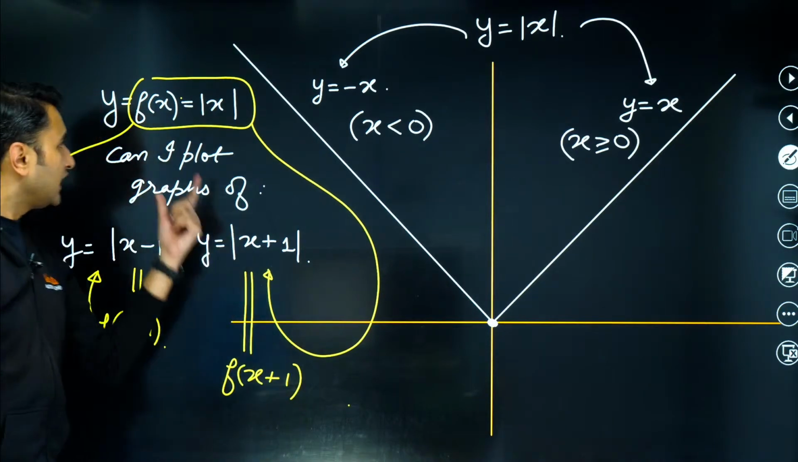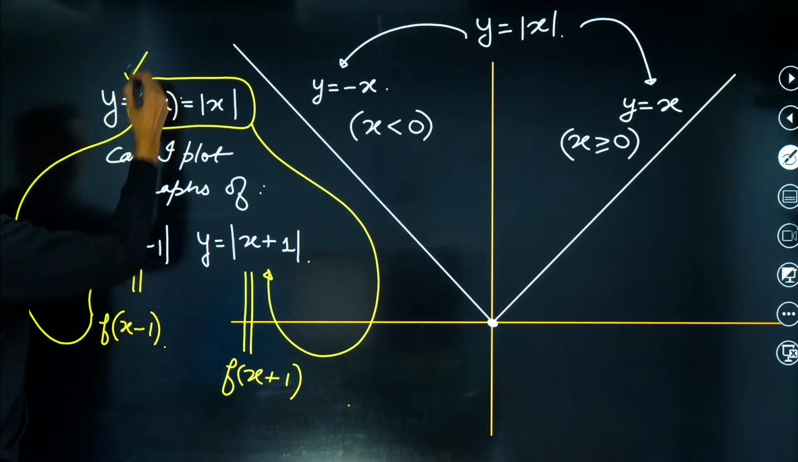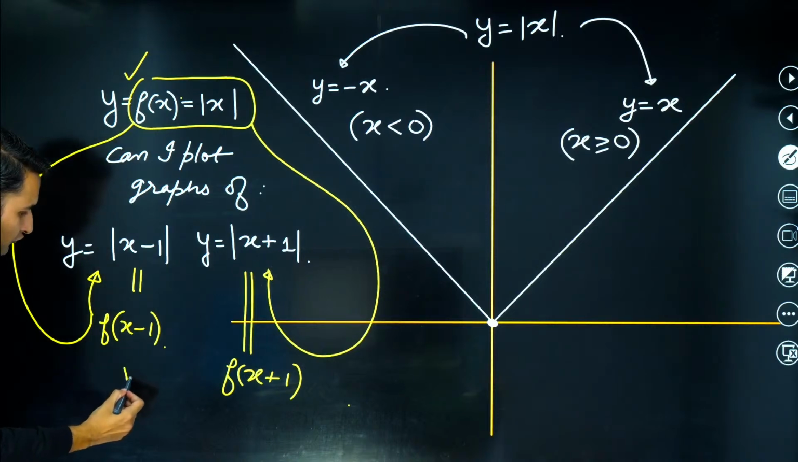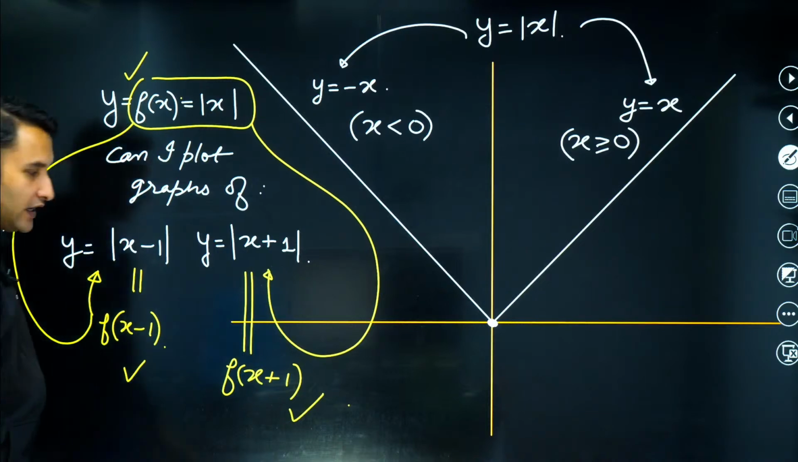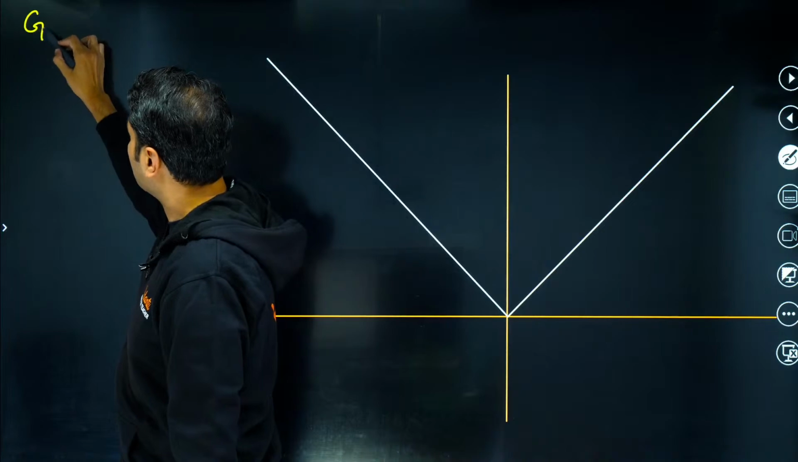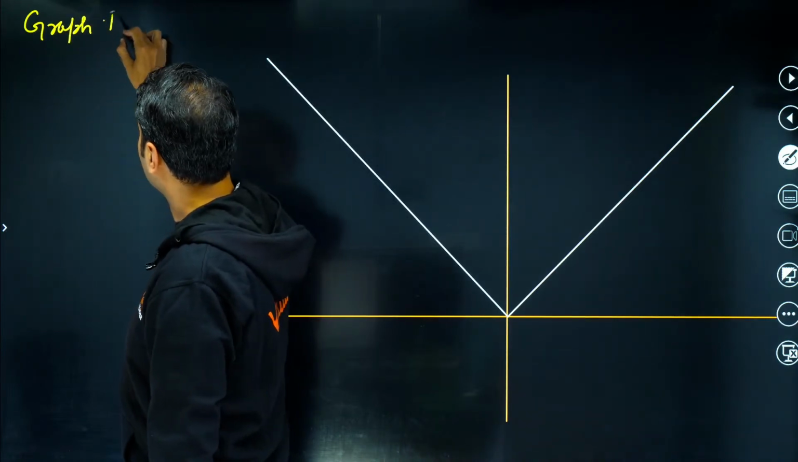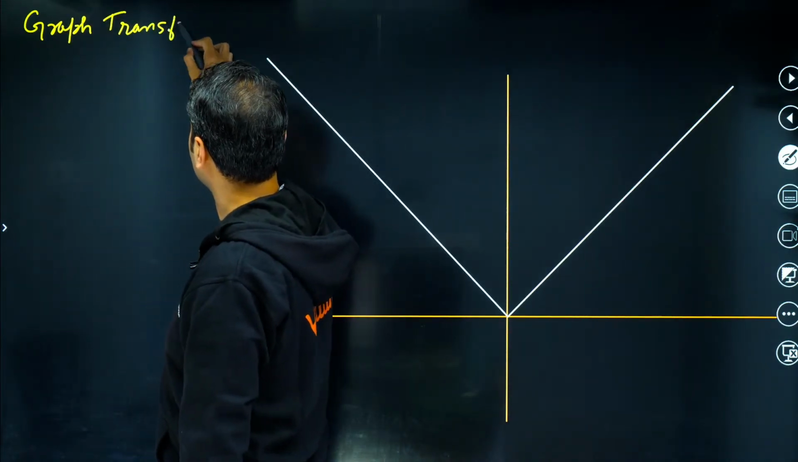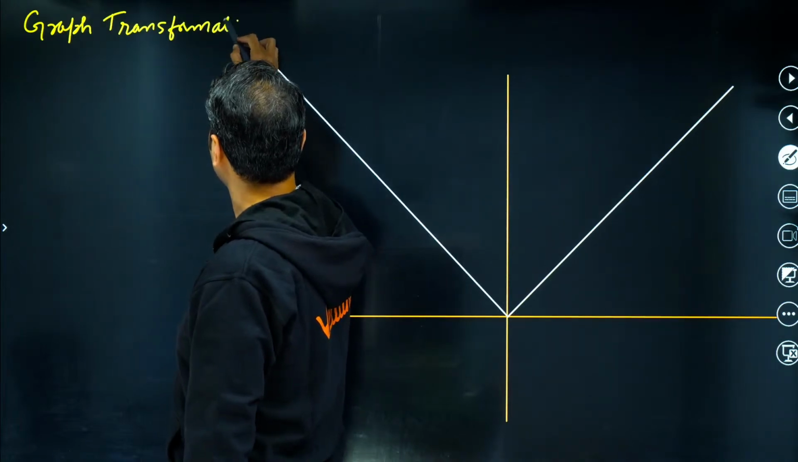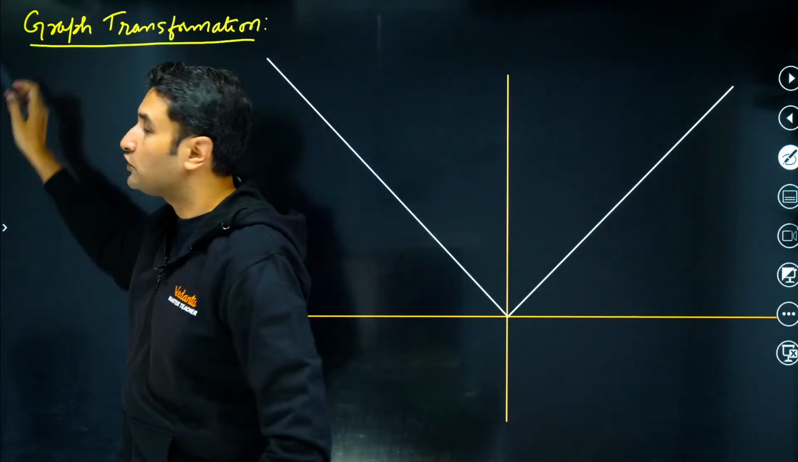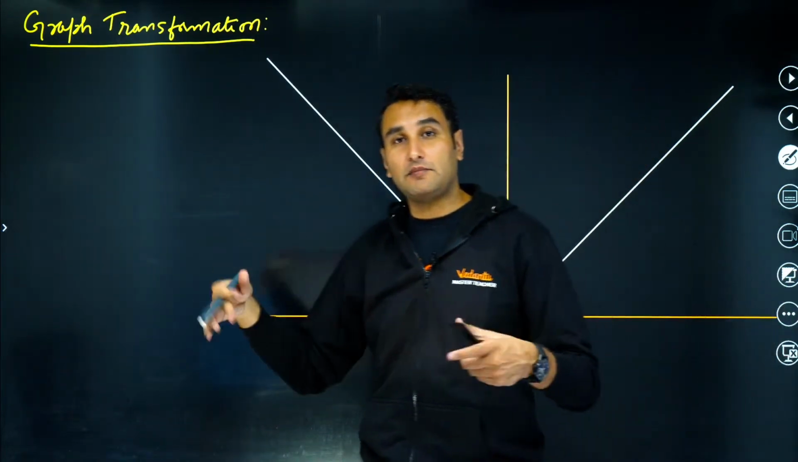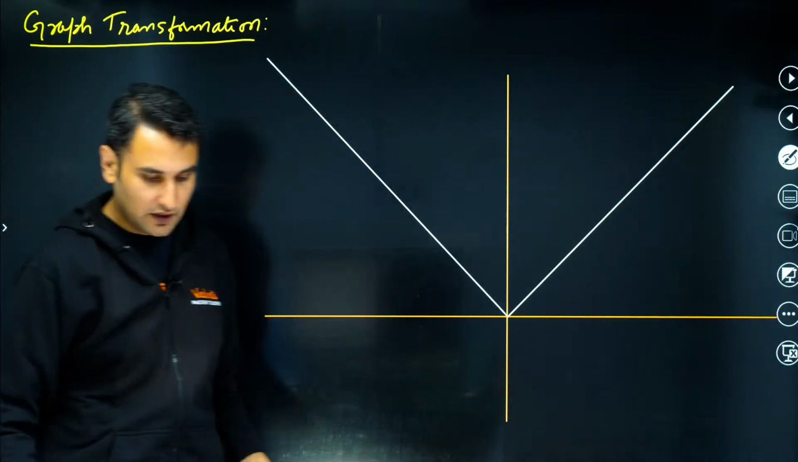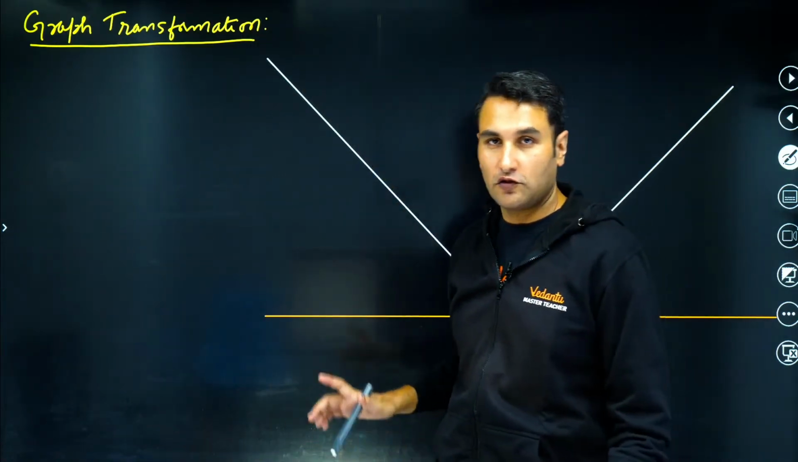Basically, we are learning, if I know the graph of y equal to f of x, can I plot the graph of f of x minus 1, and can I plot the graph of f of x plus 1? That concept is called graph transformation. Now let's learn it. You can note down in your notebooks, I am teaching you two very simple graph transformations. With my classes, you will learn many other types of graph transformations. So the first type of graph transformation is this.